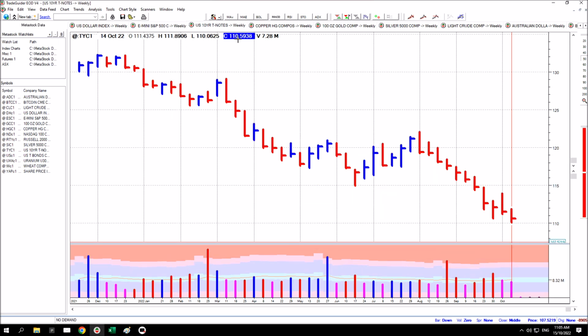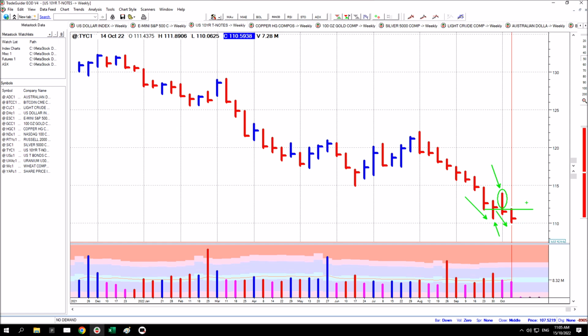This is the US Treasury 10-year note futures, which have also been drifting lower. There's a bit of acceleration lower here, but price tried to hold on here, then further supply was drawn out on this bar, and prices drifted lower this week, pretty much trading the inverse of the US dollar.